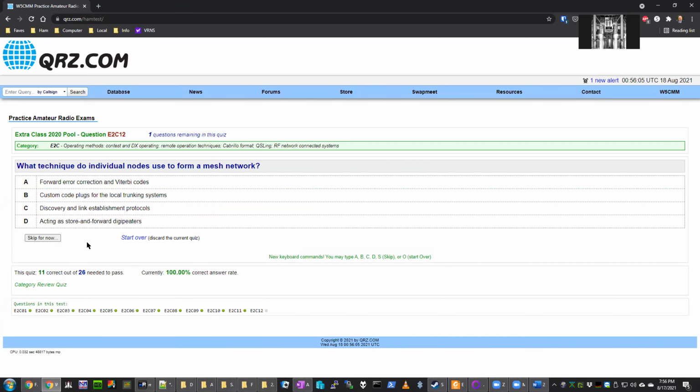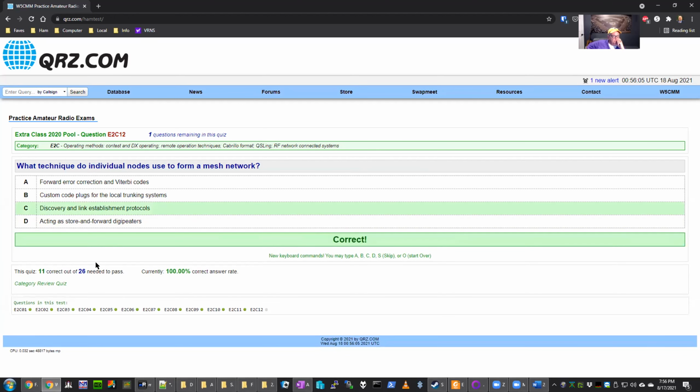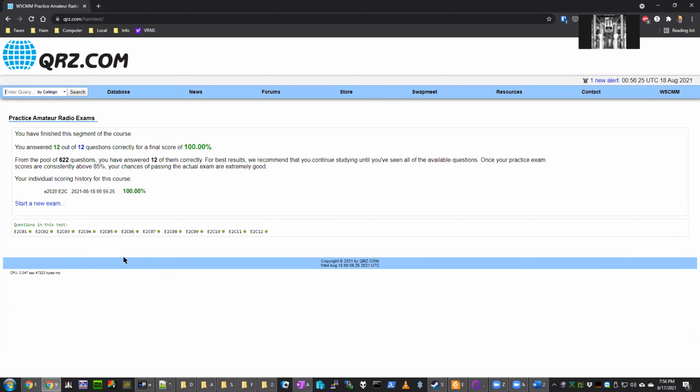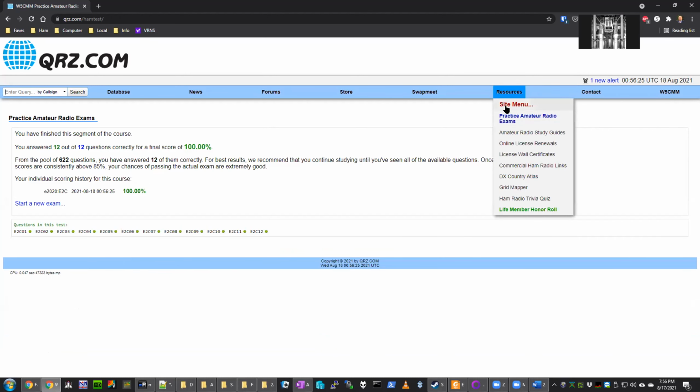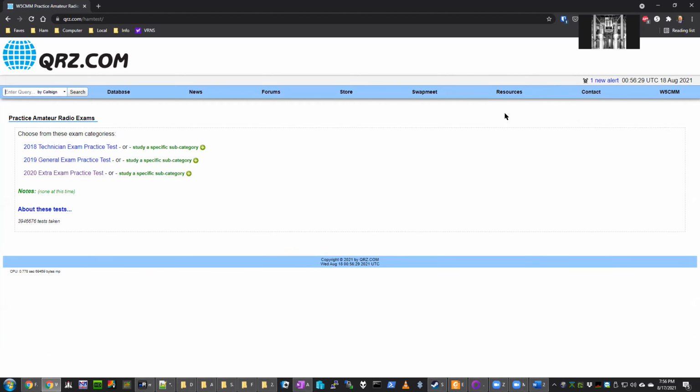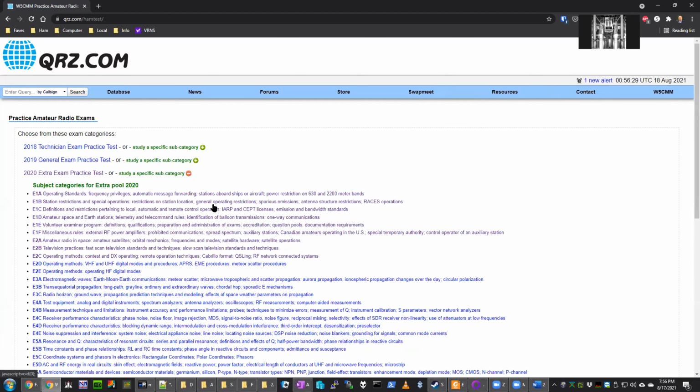What technique do individual nodes use to form a mesh network? D, Charlie. Yeah, C. C. All right, one left. Two left.